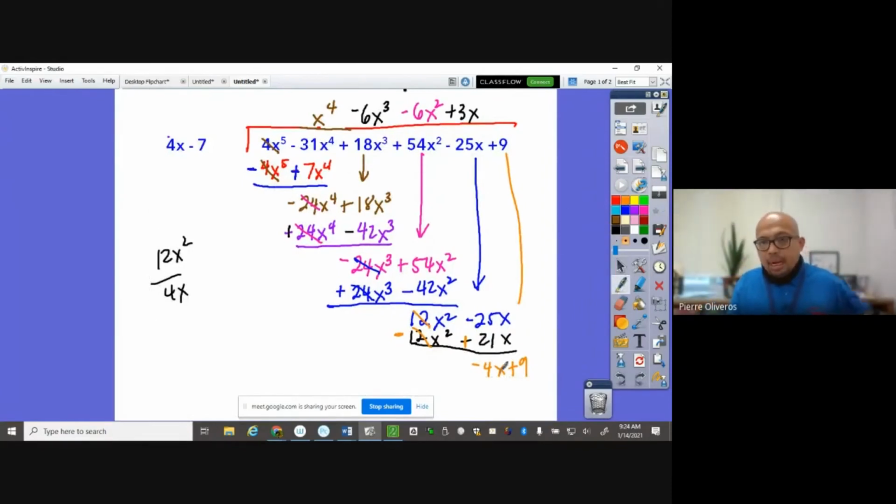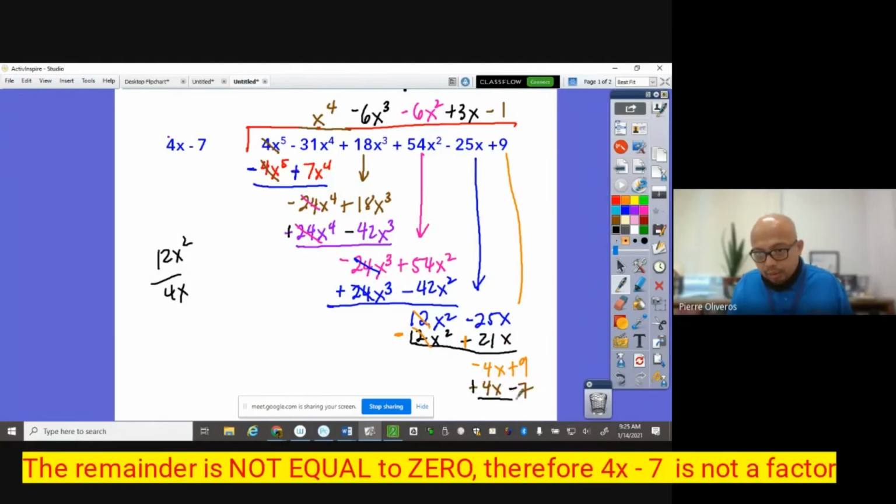Now we'll repeat this one here. We're going to divide negative 4x by 4x. That will give you negative 1. You're going to multiply negative 1 to the 4x and minus 7. That will give you negative 4x, positive 7. And then you're going to flip the sign. This will be positive. This will be negative. So the remainder there is 2. Is your remainder.